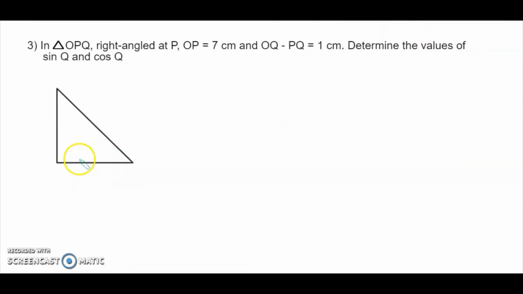Again here, they are saying OPQ right angled at P. Right? And OP is 7 centimeter, given that OQ minus PQ is 1. So let's start with that. Okay, and I need to find for Q. So let me put Q as theta. Okay, so let's write OQ minus PQ equals to 1. Shift the PQ to the right. So you will get OQ is equals to 1 plus PQ.